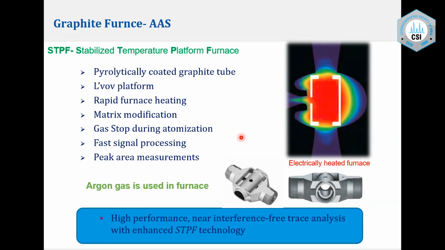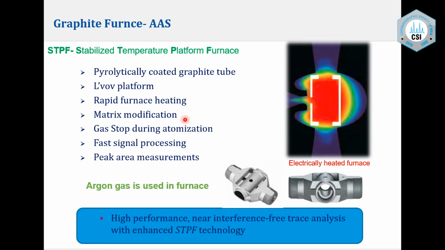It has a Lvov platform. Tubes with a platform or without a platform are also available. Normally we prepare this platform tube so that the sample gets vaporized properly and immediately, and you get a very sharp peak. Rapid furnace heating happens, meaning from the ambient temperature, within 1 second, you can achieve the atomization temperature of the element. The argon gas is filled here as a carrier.